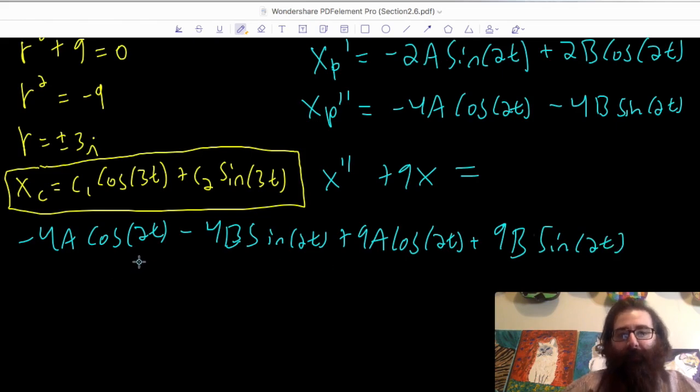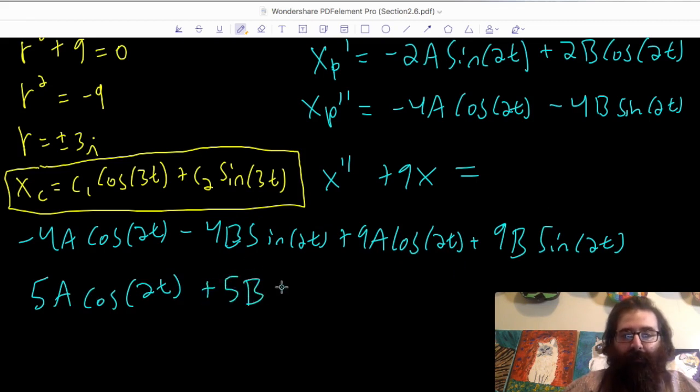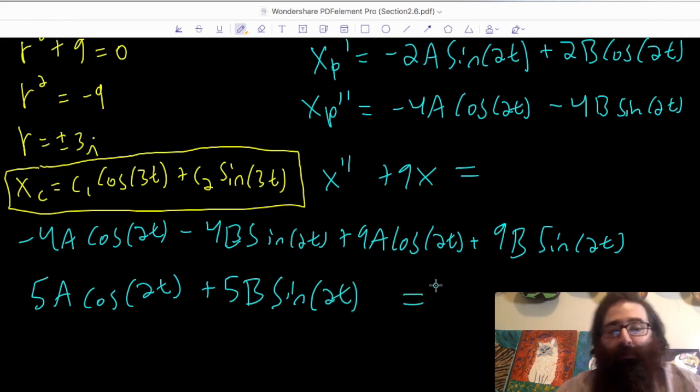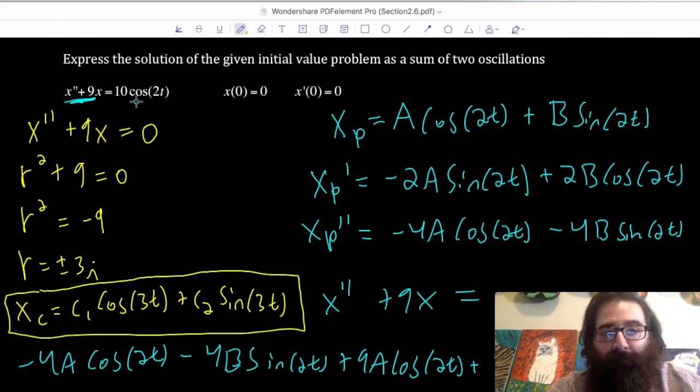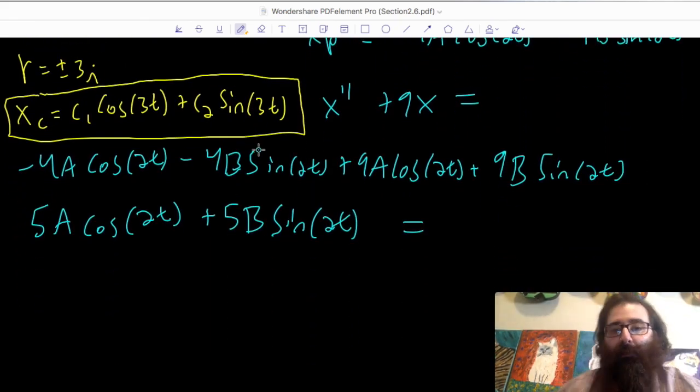And then I can combine my like terms. So for example, 9a cosine 2t minus 4a cosine 2t gives me 5a cosine 2t. And similarly, 9b sine of 2t minus 4b sine of 2t gives me positive 5b sine of 2t. And this should be equal to the right-hand side of my differential equation, which is 10 cosine of 2t.